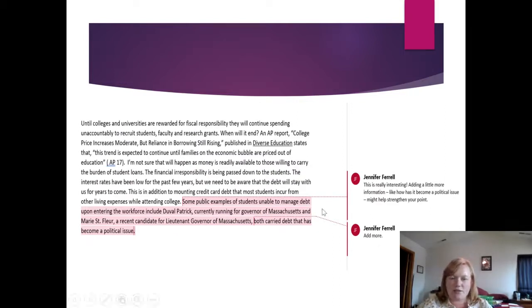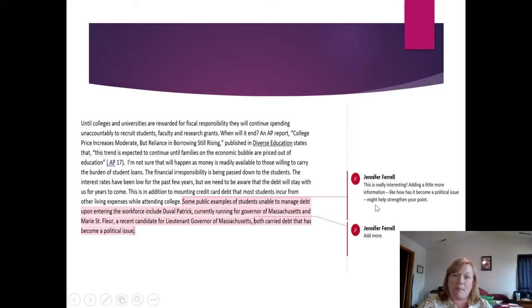And again, we've got a couple of different things in here. Here's one that just says add more, okay? Add more what? What might be interesting? What could somebody add here? So here, though, I've been more specific. This is really interesting, okay? So adding a little more information, like how has this debt become a political issue? Would adding that help strengthen their point?